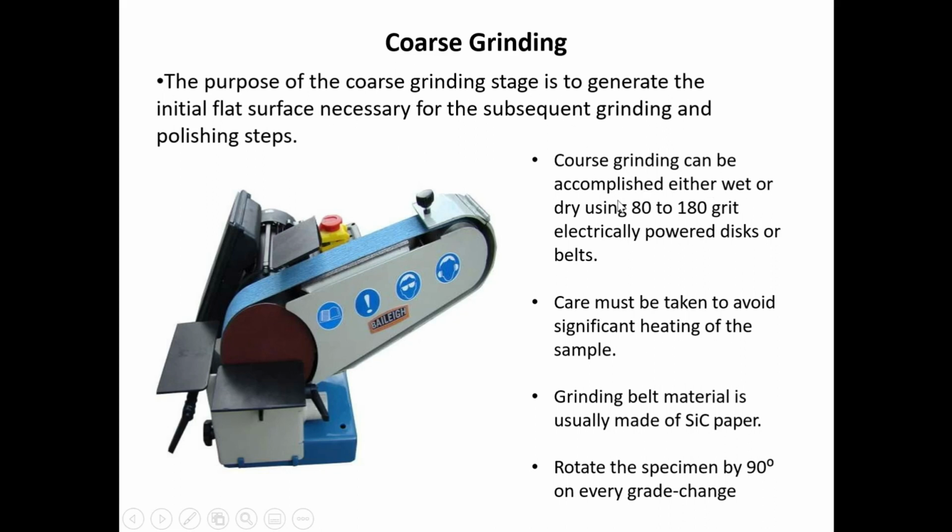Coarse grinding can be accomplished either wet or dry using an 80 to 180 grit electrically powered disc or belt. Care must be taken to avoid significant heating of the sample. So in order to reduce heat generated during the machining, a low cutting speed is employed. Grinding belt material is usually made up of silicon carbide paper. For every change in the grade, rotate the specimen by 90 degrees.